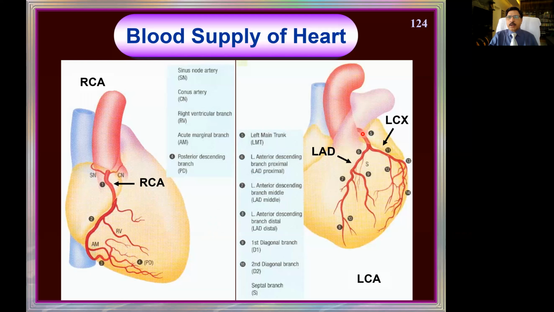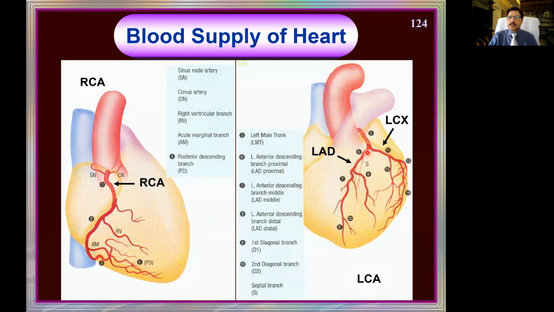The left coronary artery also arises from the aorta, and there is a left main. Any disease of the left main will cause obstruction, of course, to the flow in both the branches. So left main disease is always dangerous, and left main disease itself is a different entity to treat. The left main artery divides into the left anterior descending branch and the left circumflex, which can simply be called the circumflex also.